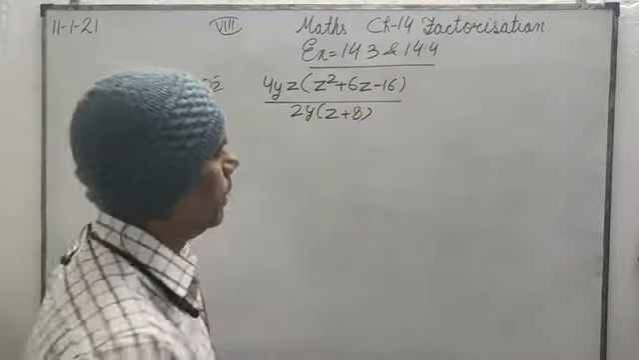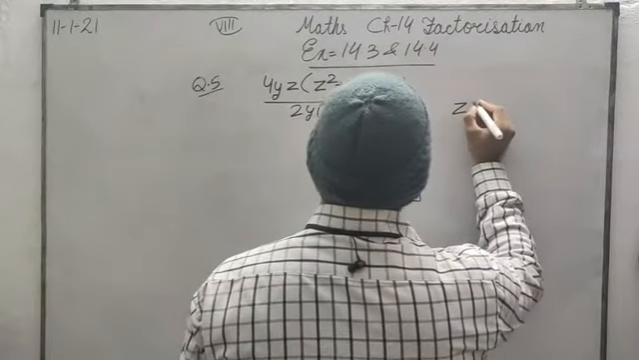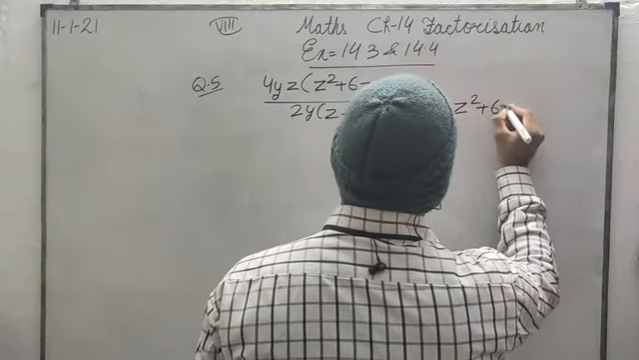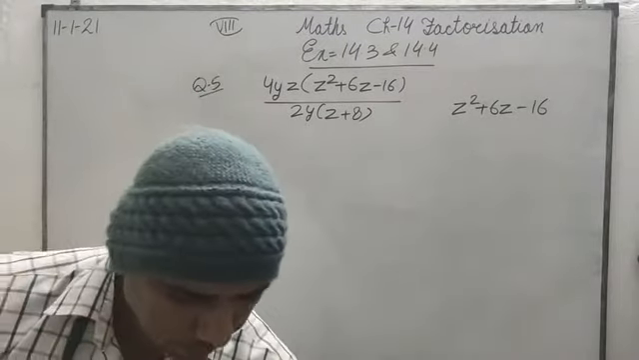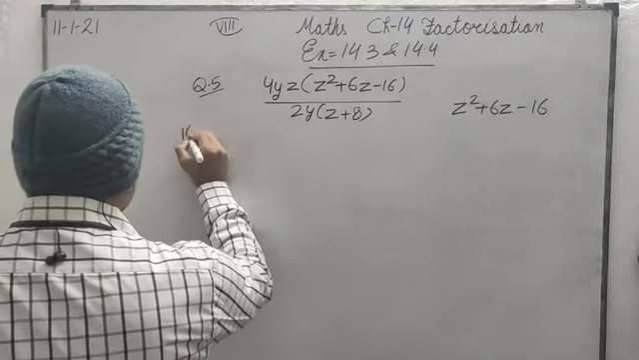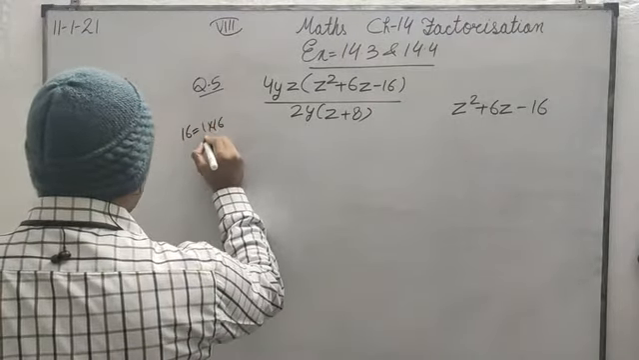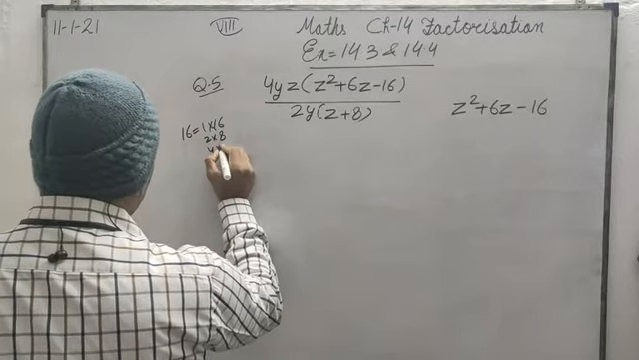Make a middle term split. As you can see, this is not a whole square of anything. So you will have to make the middle term split of it. 16 के फैक्टर्स हम करेंगे. 16 के फैक्टर्स क्या होंगे? 1 into 16, 2 into 8, 4 into 4.